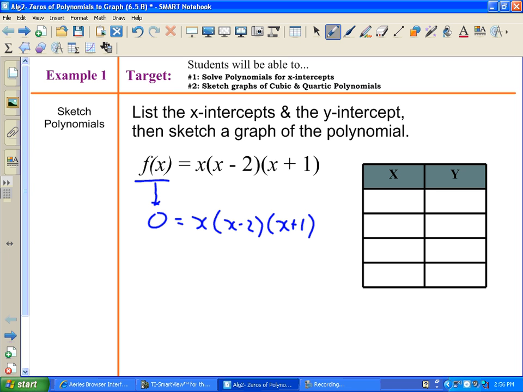This is going to be x cubed. I know that it's going to be x cubed because x times x times x gives me x cubed. And that tells me a little bit about how the end behavior is going to look, but I'll talk about that in just a second. Let's get our roots down first.